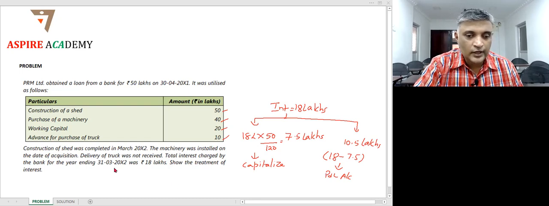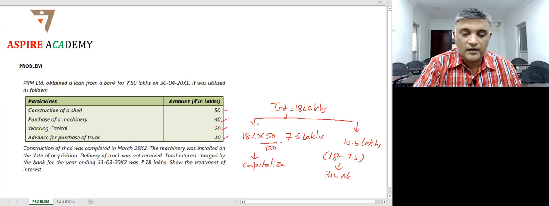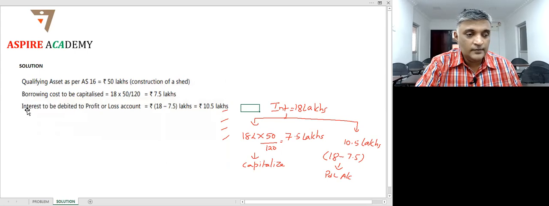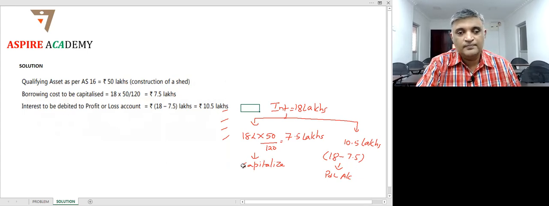But anyway, you need to do the working and show to the examiner very clearly which part of interest needs to be capitalized and which part needs to be taken to P&L account. So the qualifying asset is construction of shed. So the solution is here. Qualifying asset as per AS 16 is 50 lakhs, which is the construction of shed. Borrowing cost to be capitalized is 7.5 lakhs, and the interest to be taken to P&L account is going to be 10.5 lakhs. The interest will be debited to P&L account, balance 10.5 lakhs. Hope it's clear.